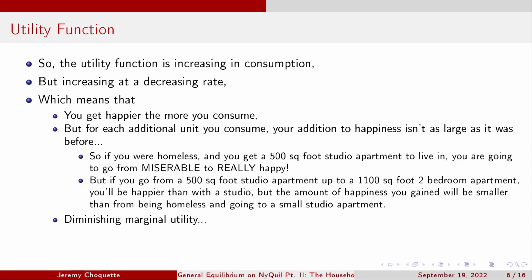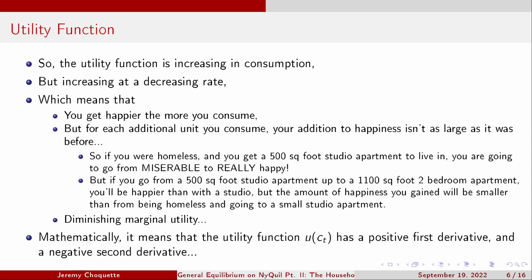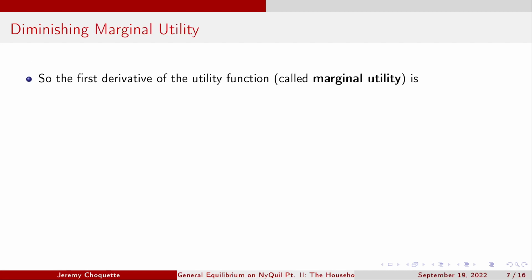It's what's known as diminishing marginal utility. And mathematically, diminishing marginal utility means that the utility function has a positive first derivative and a negative second derivative. So the first derivative is positive, indicating that it is increasing everywhere. The negative second derivative means that while it is increasing, right, that's what the positive first derivative is giving us, it is increasing at a decreasing rate.